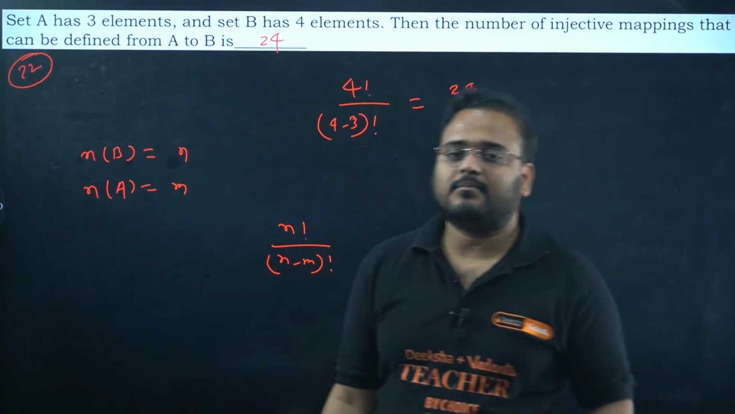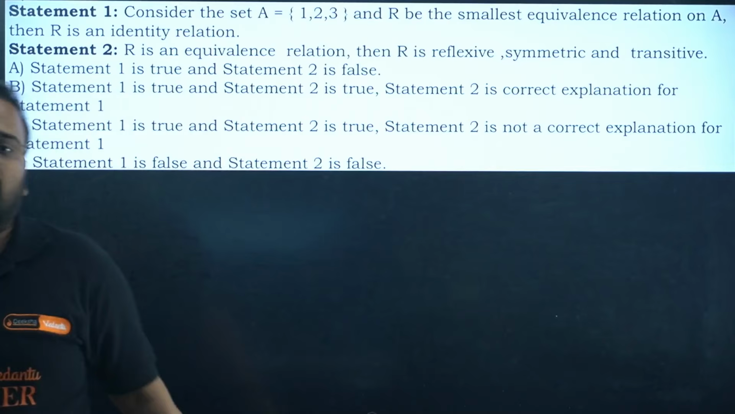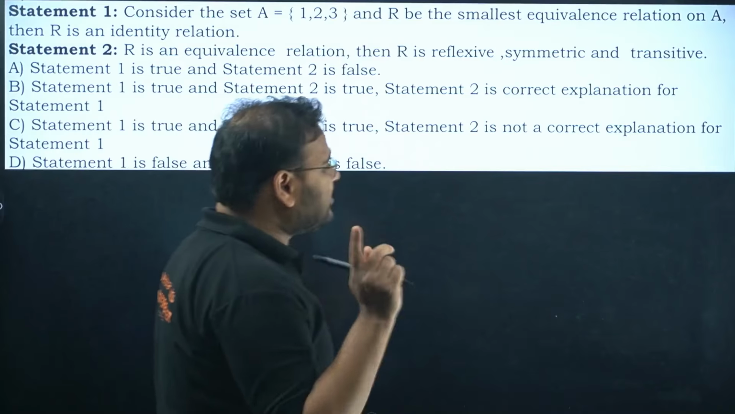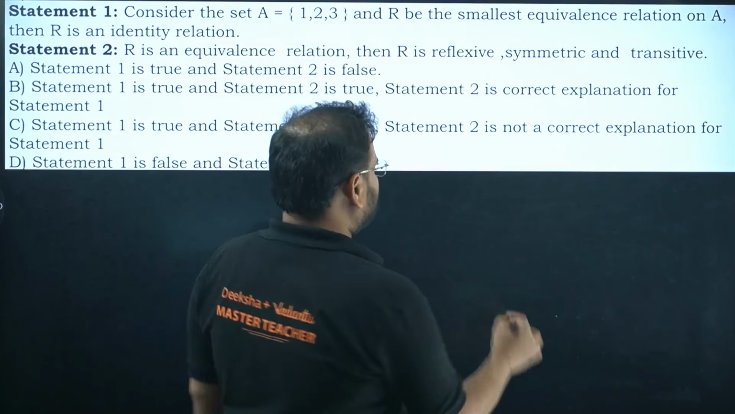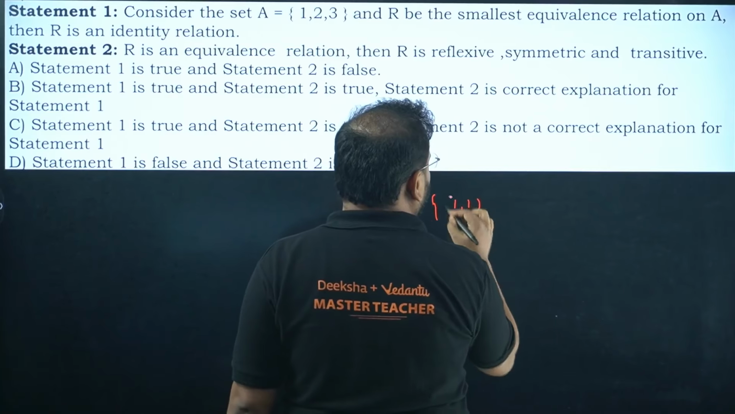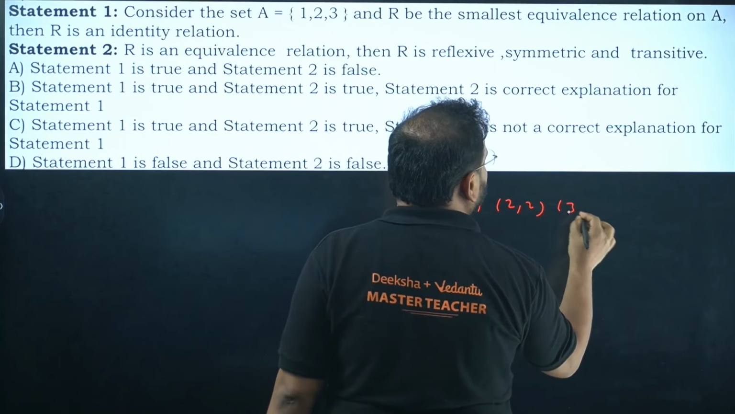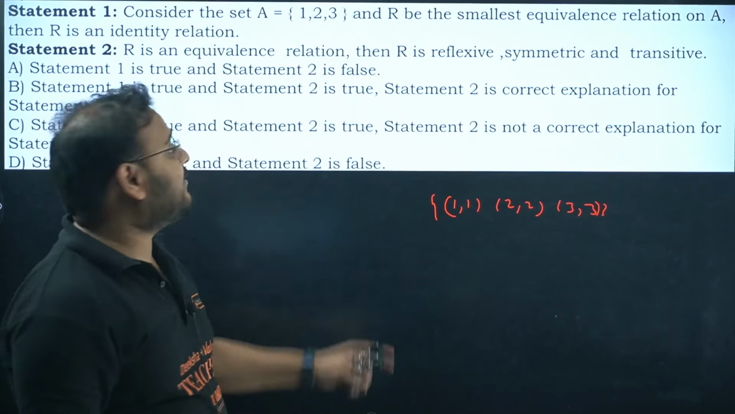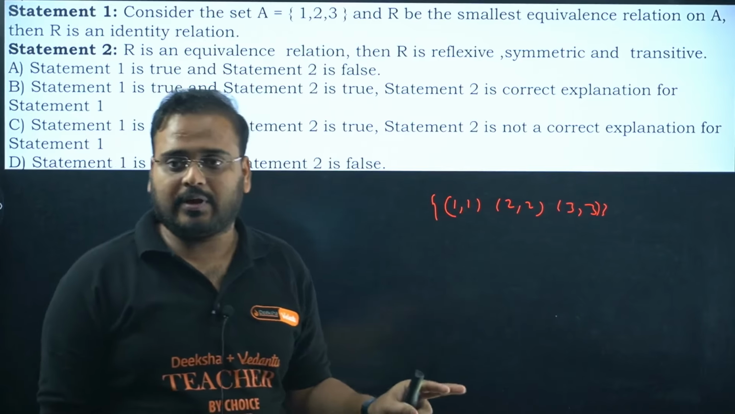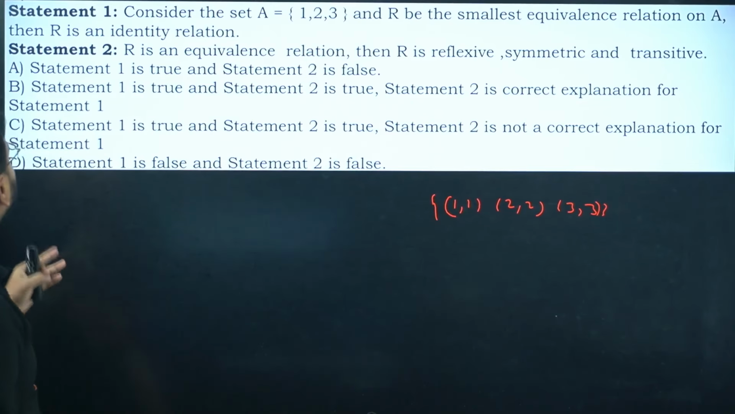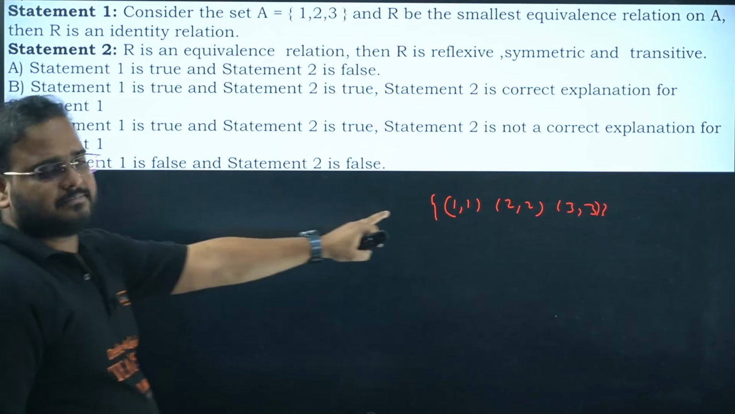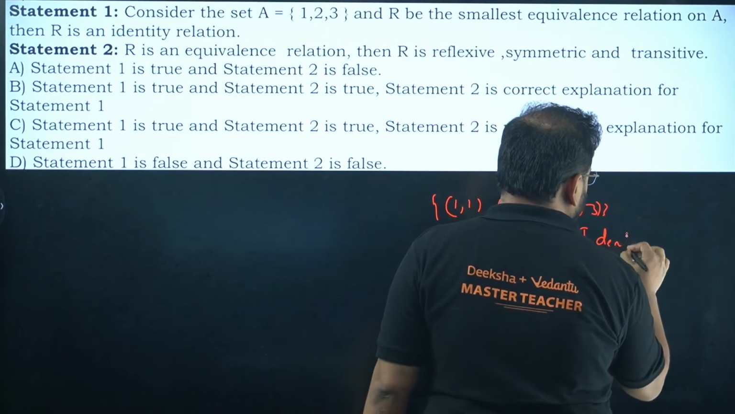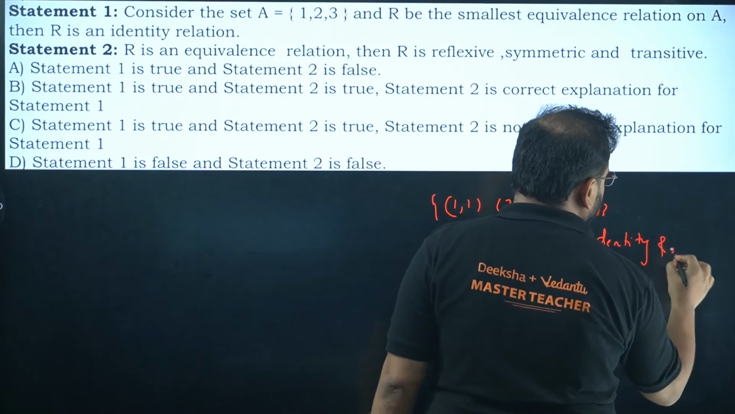Clear? Moving on. Consider the set 1, 2, 3 and R be the smallest equivalence relation. We all know how to find that. This is the relation, right? (1,1), (2,2), (3,3). This is the smallest equivalence relation defined for the set 1, 2, 3. Alright, sir. Then R is the identity relation, correct? This is actually an identity relation.